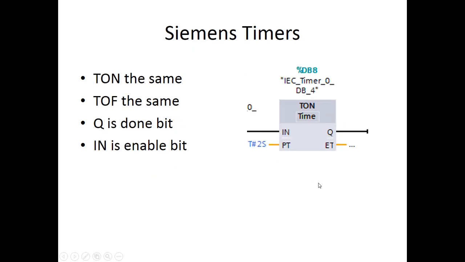Okay. Timers, the TON and the TOF, timer on and timer off, look just like the SLC 500s and work just like them. The Q was the equivalent to the done bit. The IN was equivalent to the enable bit. And you set the timer, and the ET was the accumulated time. So pretty much straightforward as you fill out your worksheet.